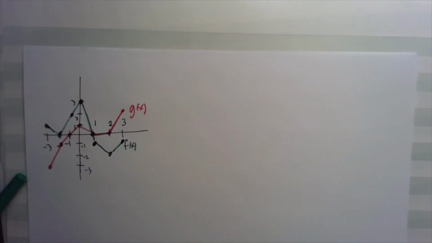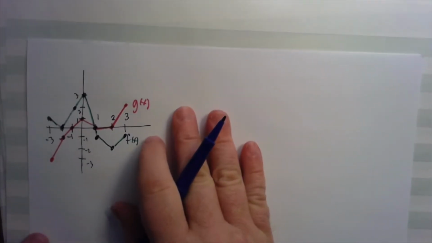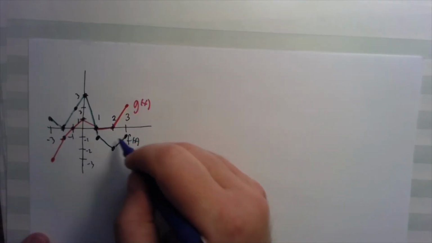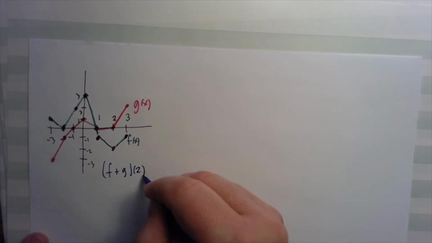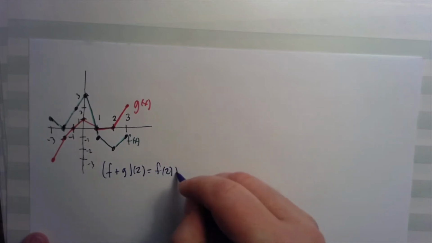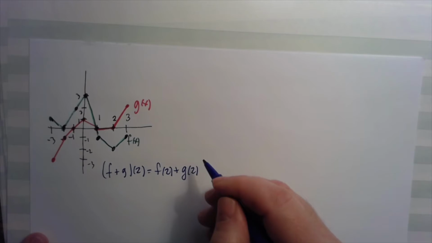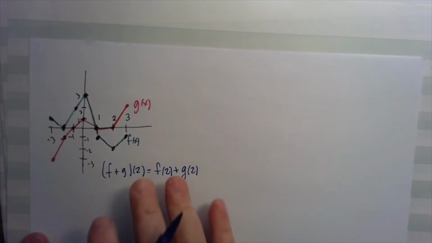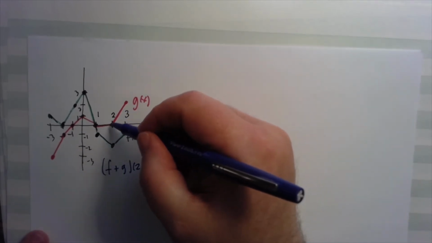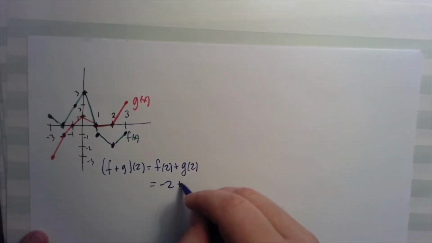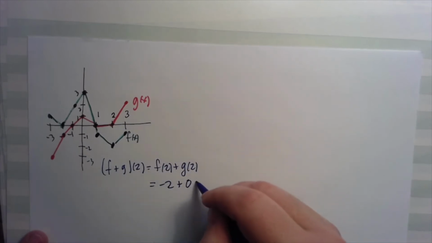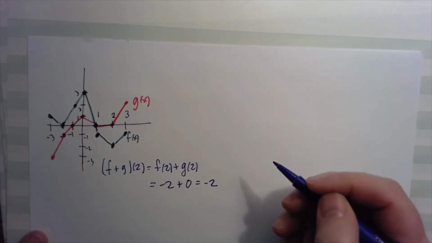Alright, so for this one, I'm going to make up my own functions. So let's say I have g of x, which is in red, and I have f of x, which is in green. Say I want to do something like f plus g of 2. So this would be f of 2 plus g of 2. Now, how do I get those? I read them off the graph, right? I go to 2. f of 2 is negative 2 plus g of 2, which is 0. Add those together, I get negative 2.